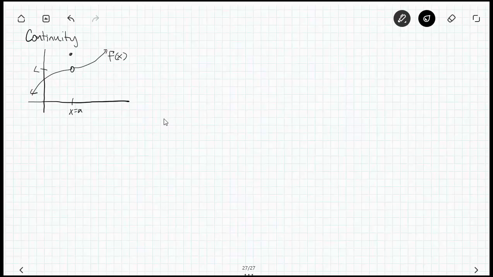Today we're going to talk about continuity. All right, now continuity, continuous. Let's see, the heuristic way of defining continuity is really simple.